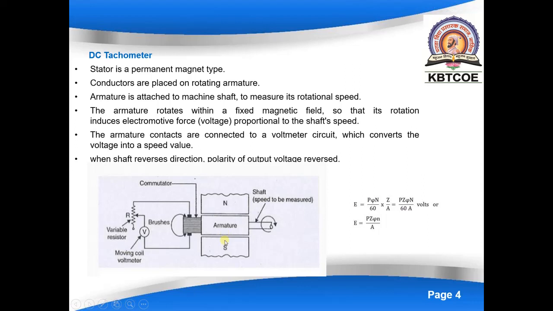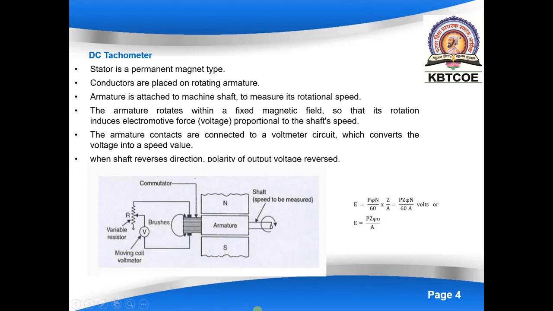So according to Faraday's law, when a conductor is placed in a magnetic field, it induces EMF, that is electromotive force, and this electromotive force is proportional to the rotational speed of this armature. Then this armature is connected to the voltmeter through these brushes. So this voltmeter gives the output EMF, which is proportional to the rotational speed of the armature.